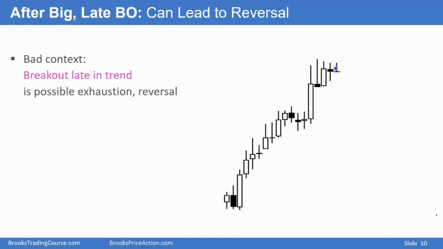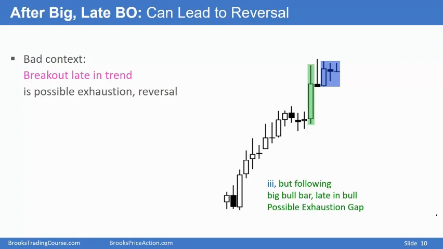Here we have an inside bar, inside of an inside bar, inside of another inside bar. So this is an III pattern. But it's an III following a very big bull bar late in a bull trend. So it increases the chances that it is an exhaustion bar here and that this will lead to a reversal.